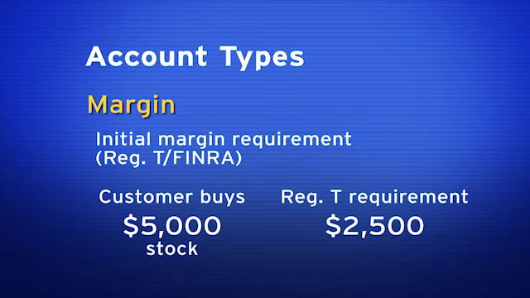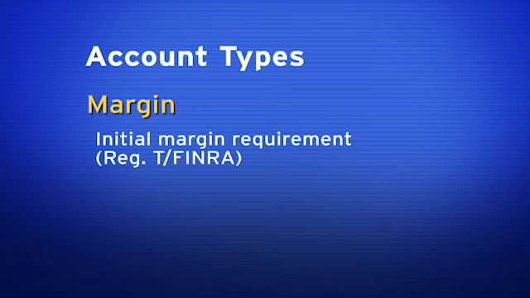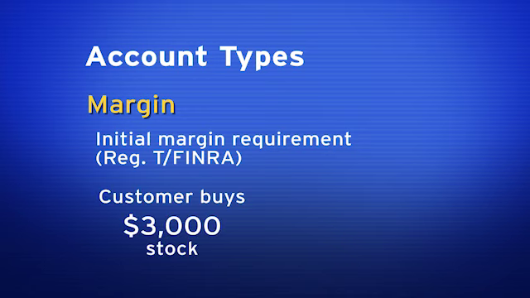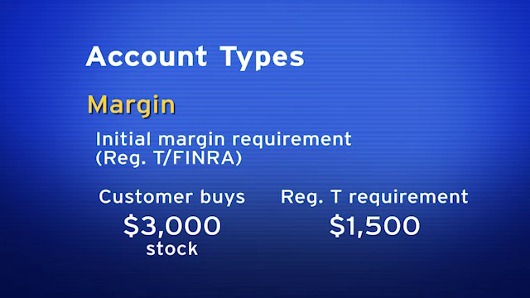They would have to meet Reg T. What if instead the initial trade was $3,000? Well, the Reg T requirement on $3,000 is $1,500. Remember, on the initial trade, we meet Reg T or FINRA's $2,000 requirement, whichever is greater. Reg T is only $1,500. Well, $2,000, the FINRA requirement, is greater, therefore the margin call would be $2,000. The client would have to deposit $2,000.